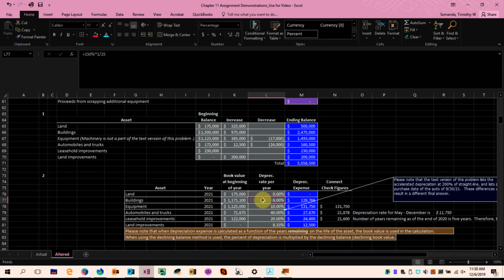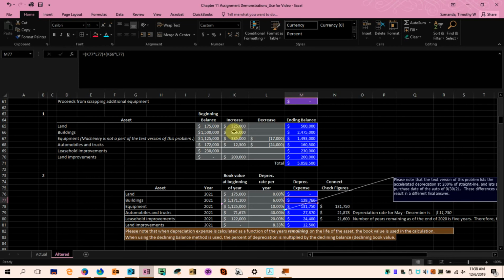1 divided by the life of 25 years, that's straight line. Then we multiply it by 150%. That's the accelerated declining balance. And so in this case, we're going to take 6% of the 1,171,000. Then we have an increase in the buildings of 975,000, which was calculated above.